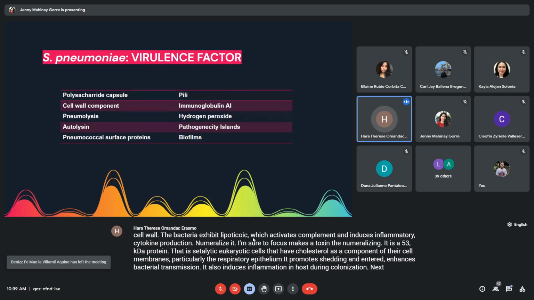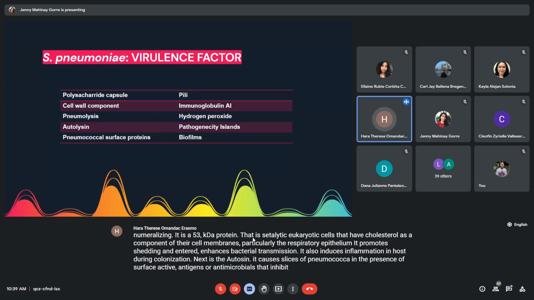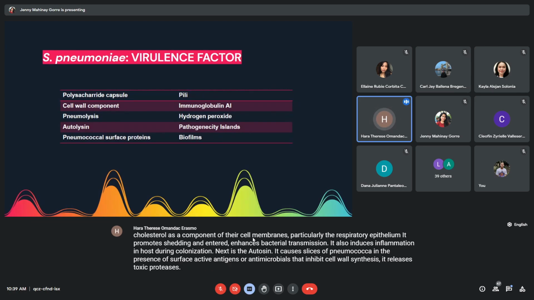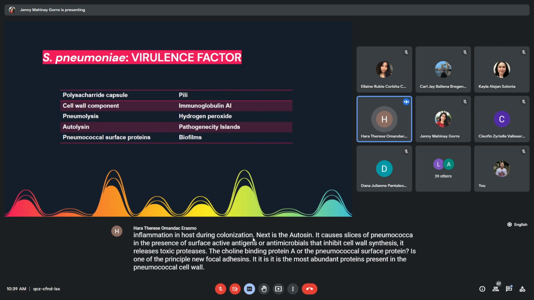Next is the autolysin. It causes lysis of pneumococci in the presence of surface active antigens or antimicrobials that inhibit cell wall synthesis. It releases toxic proteases. The choline binding protein A, or the pneumococcal surface protein, is one of the principal pneumococcal adhesins. It is the most abundant protein present in the pneumococcal cell wall. It aids in invasion of epithelial cells during nasopharynx colonization.